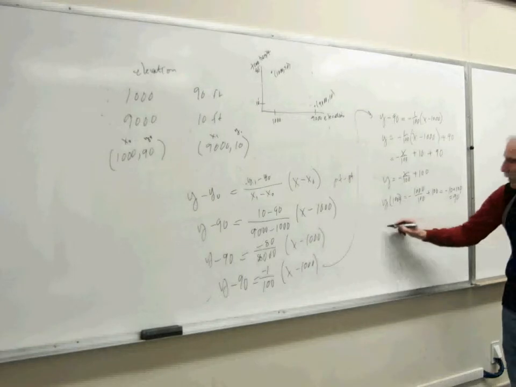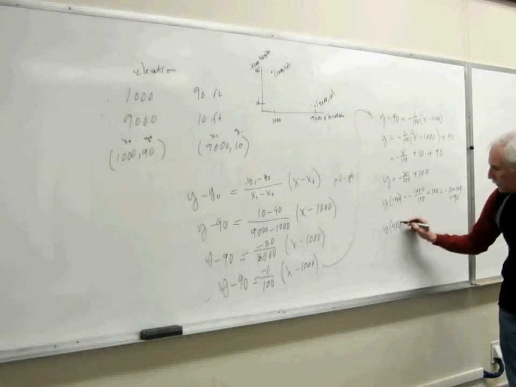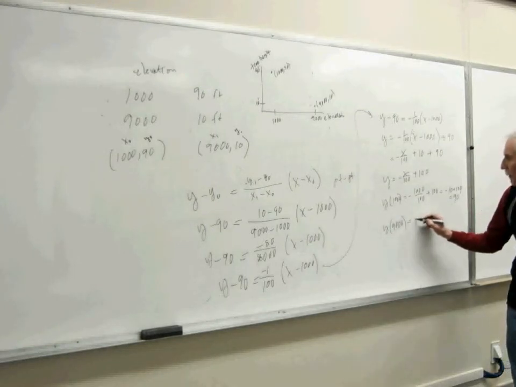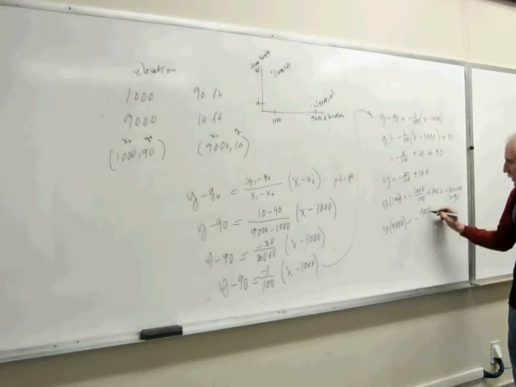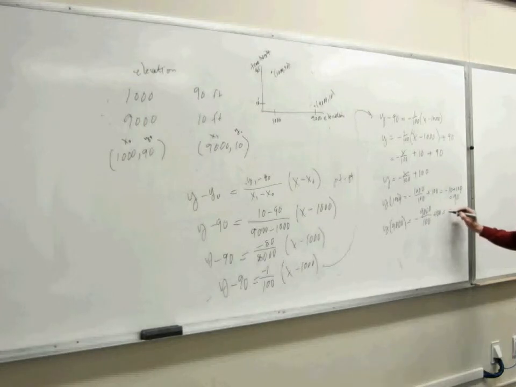Well, what about at the 9,000 foot level? Well, that would be minus 9,000 over 100 plus 100, which is minus 90 plus 100, which is 10 feet. Perfect. So C was just what you had written there, y equals minus x over 100 plus 100.